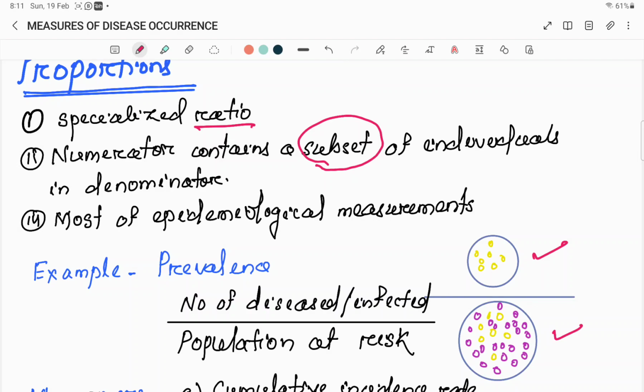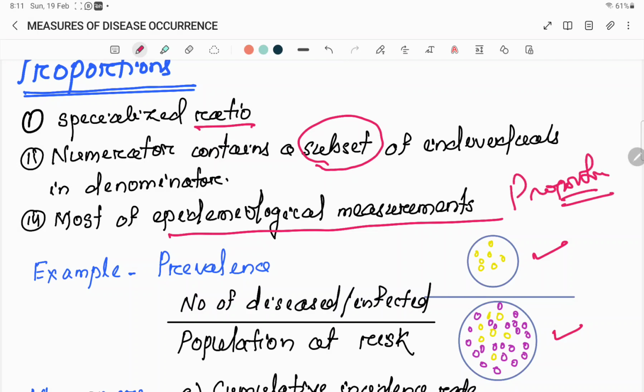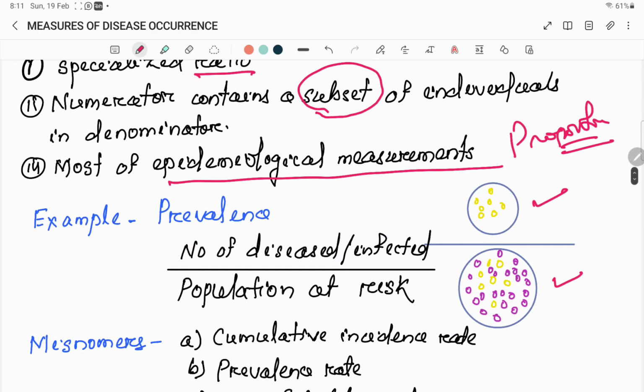In fact, most of the epidemiological measurements are proportions in nature. We can take a common example, prevalence. All must be knowing about this, which is measured as number of diseased or infected divided by population at risk. We know the population at risk includes almost all individuals under the study. Therefore, it contains the numerator component, which is the number of diseased or infected.